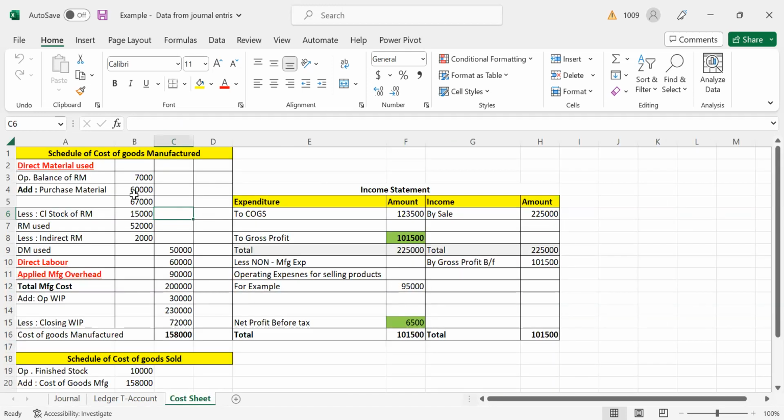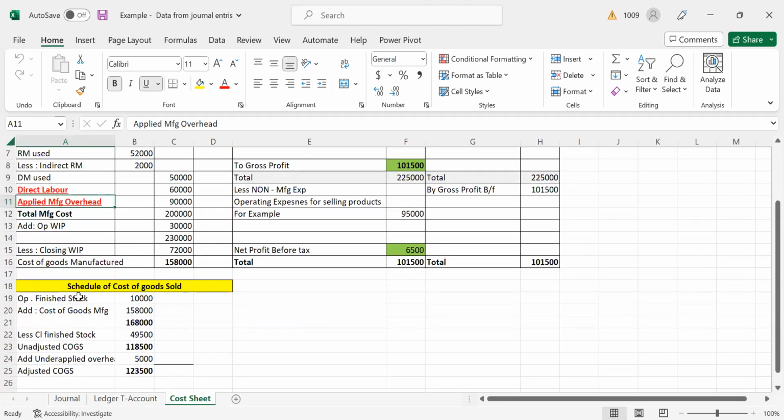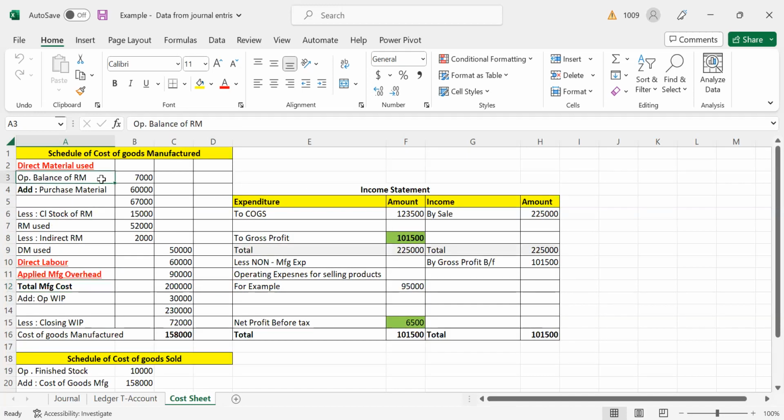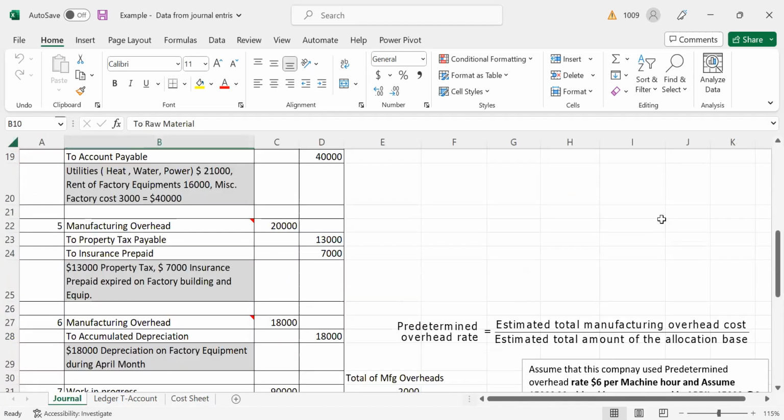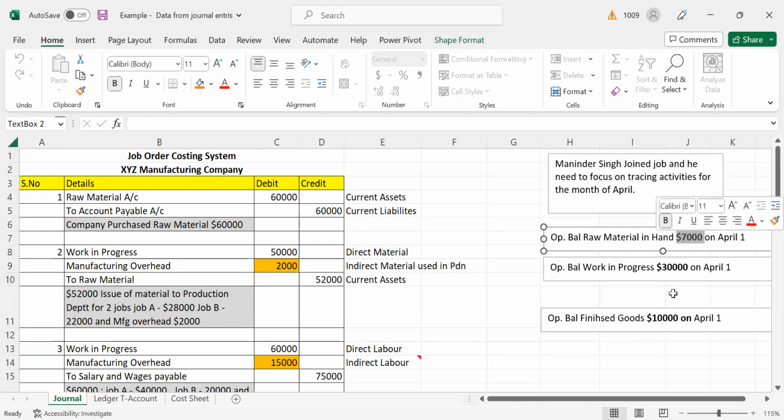If we talk about the cost sheet, we start from direct material plus direct labor plus manufacturing overhead, which is equal to the total manufacturing cost. Then if we adjust the work in progress opening and closing, we will know the cost of goods manufactured. So total manufacturing cost means direct labor, direct material, and overhead. So for direct material, the opening balance is given. Opening balance we have $7,000, this much.